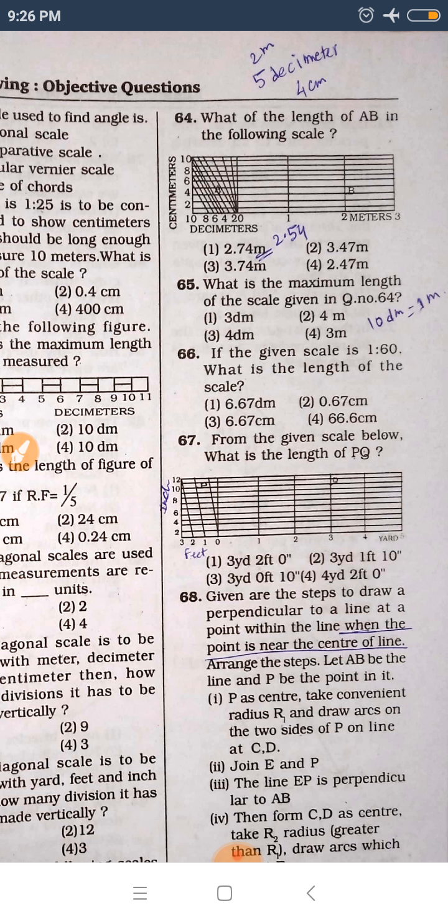Question number 68. Given are the steps to draw a perpendicular to a line at a point within the line when the point is near the center of the line. Arrange the steps. Let AB be the line and P be the point in it.